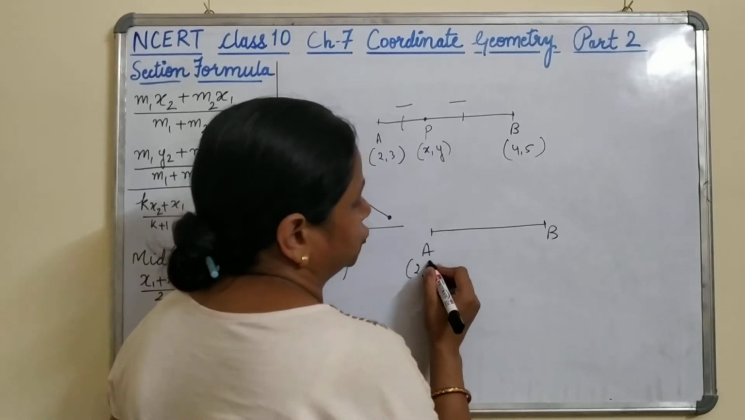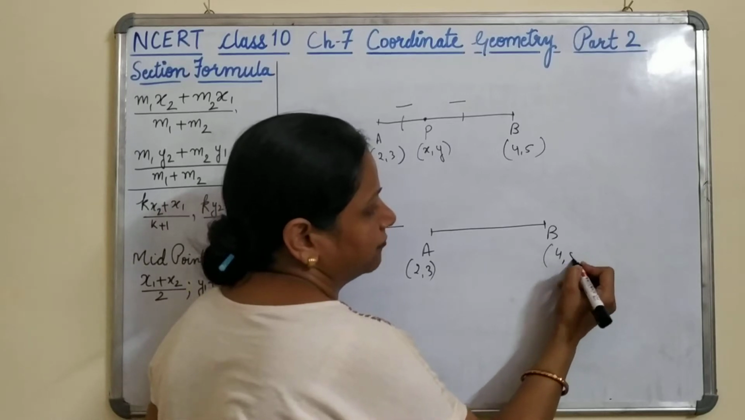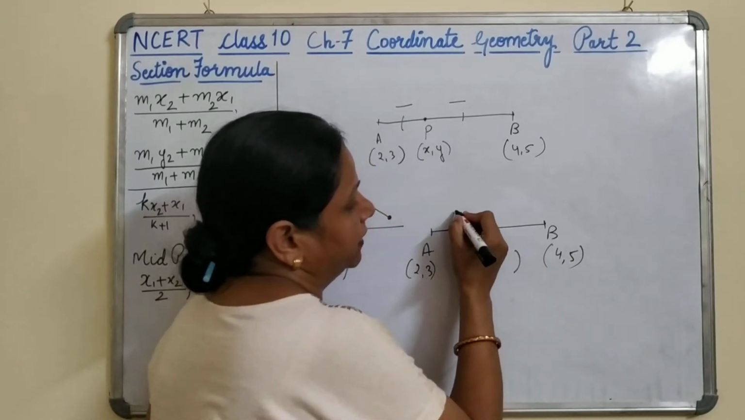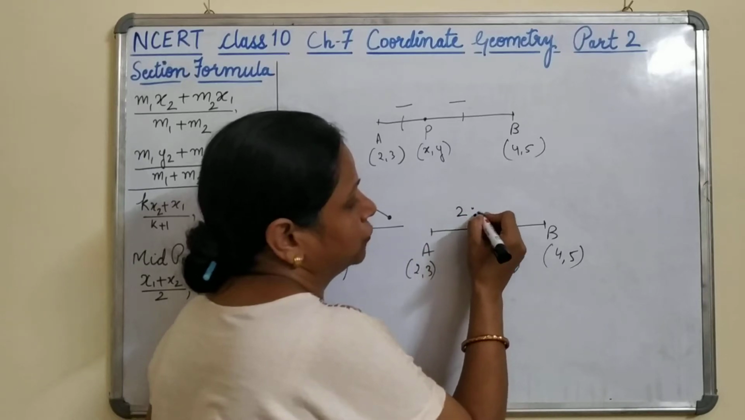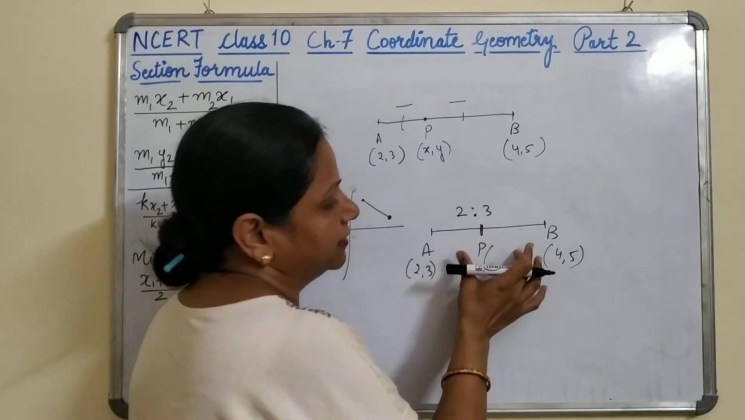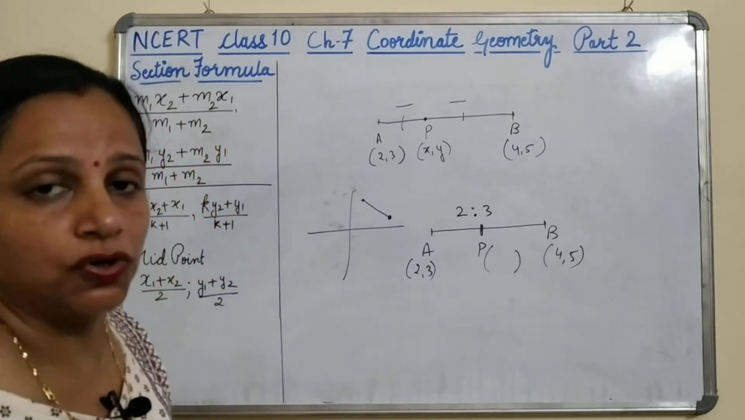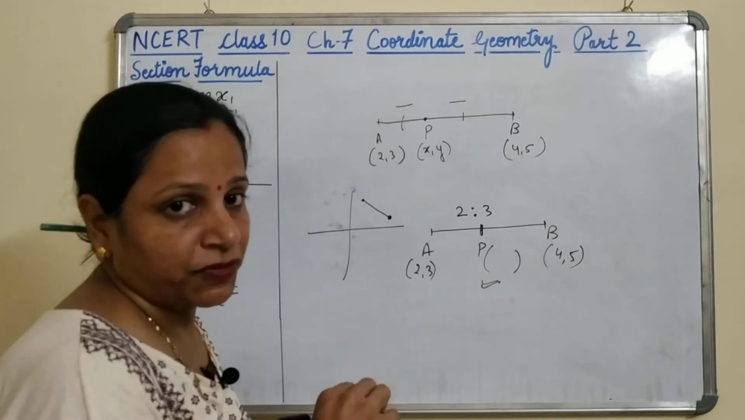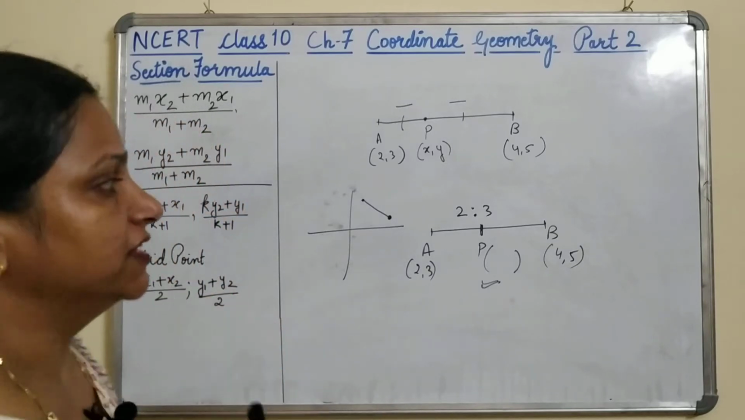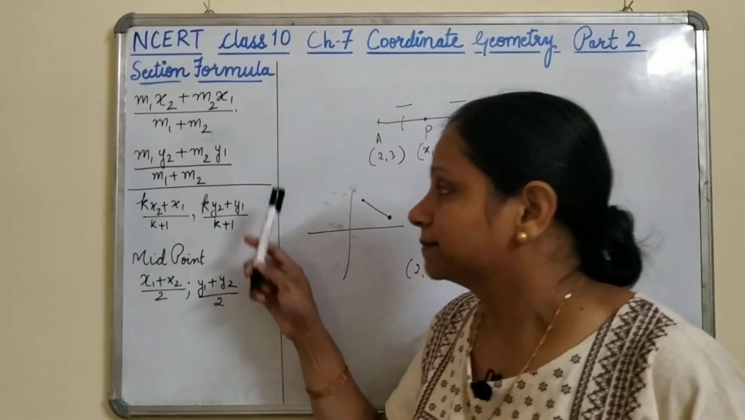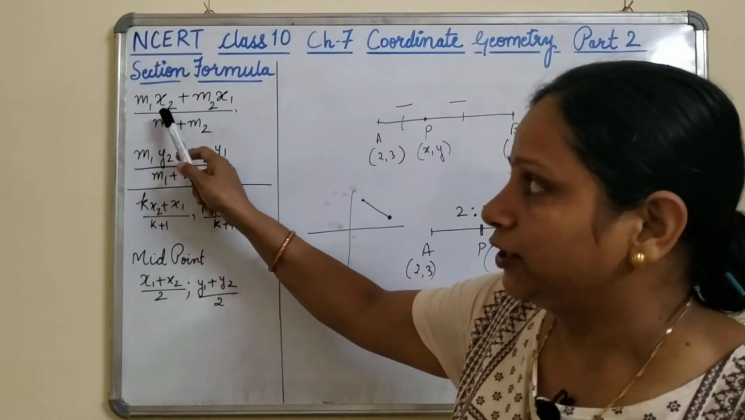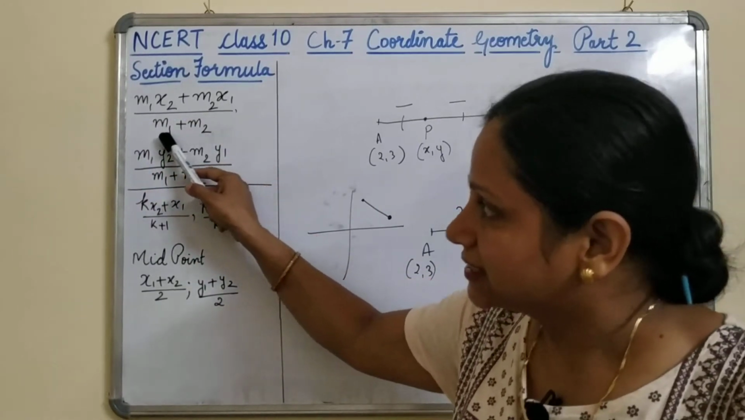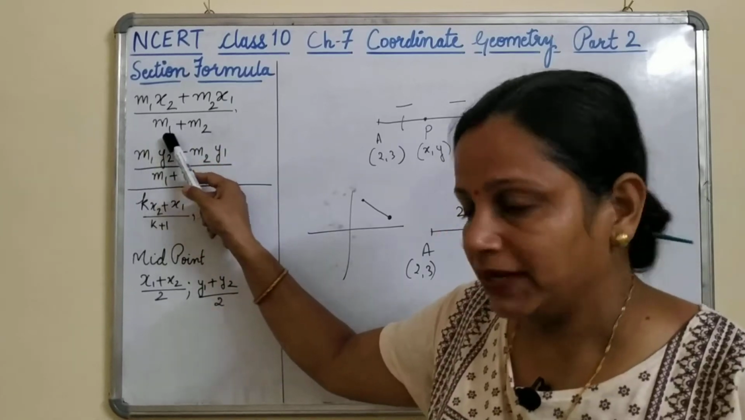Say for example, this is (2, 3) and this is (4, 5) and this is P. The coordinates we don't know, and the ratio is, say for example, 2:3. That is, P has divided this line AB in the ratio 2:3. So we have to get these coordinates. For this purpose, we have the section formula, which goes like this: M1 into X2 plus M2 into X1, upon the sum of both the ratios, M1 plus M2.